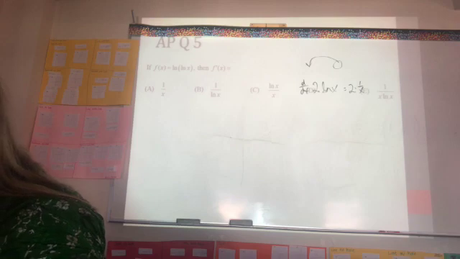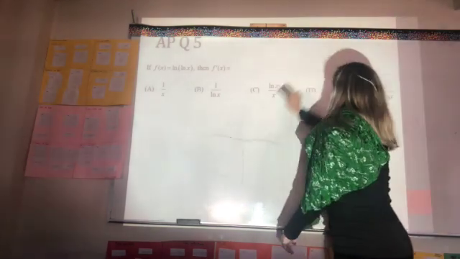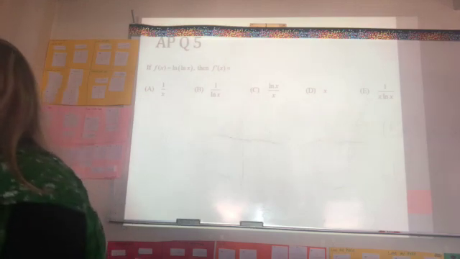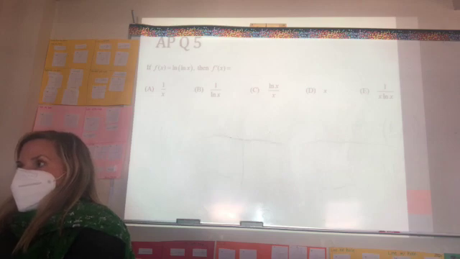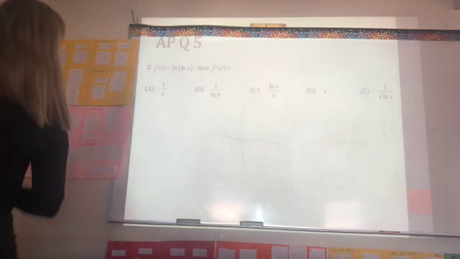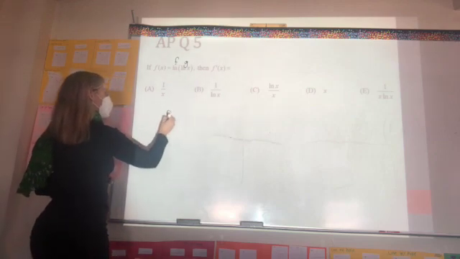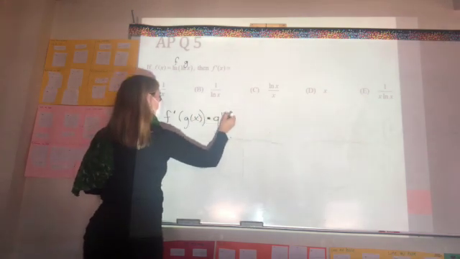All right, let us go back to the next slide. APQ 5. What rule are we thinking? That is the chain rule, because ln of x is inside, there's an inside. So this is my f, this is my g. So the derivative is f prime of g of x times g prime of x. Remember that?